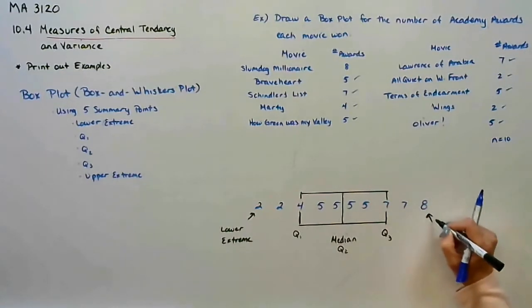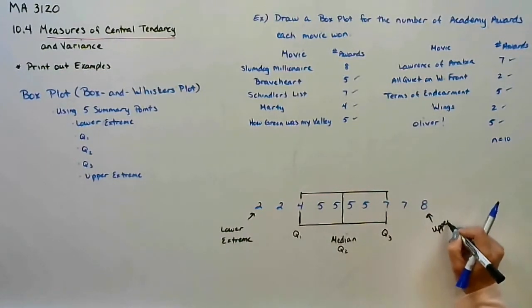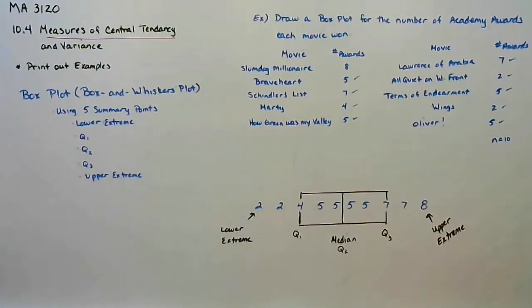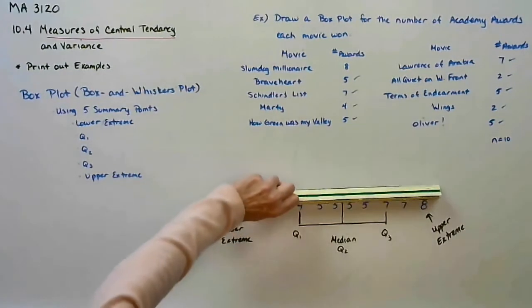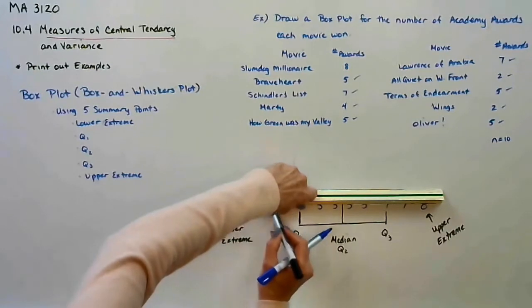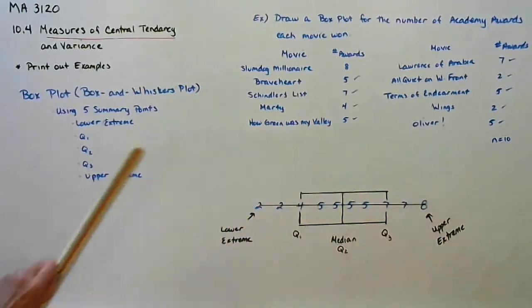And our upper extreme is the number 8. So visually, what we have is a box, and then we have these whiskers. And again, I'm going to show you the better way of doing this. These whiskers go all the way out here.